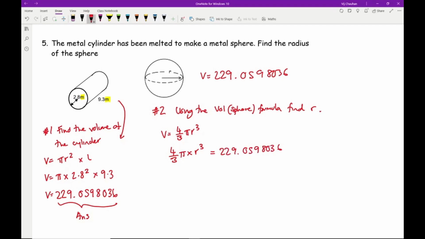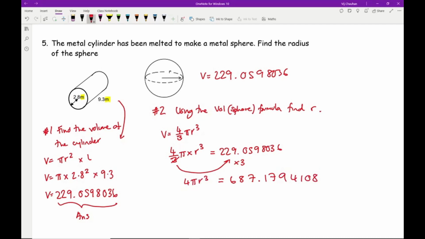The first thing I'm going to do is get rid of the 3, and how do I do that? I multiply by 3. Now you might want to do this in different stages. So here I've got 229.0598036 times 3, and I get an answer of 687.1794108. So that then equals 4 pi r cubed.